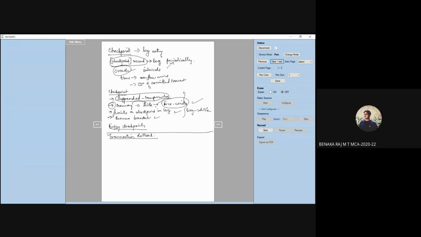Undoing a transaction. Undoing all the transactions whenever a transaction fails. Yes, ma'am, you may have to roll back that particular transaction. There is also something called cascading rollback. We'll talk about it. Okay, I will continue this topic now.